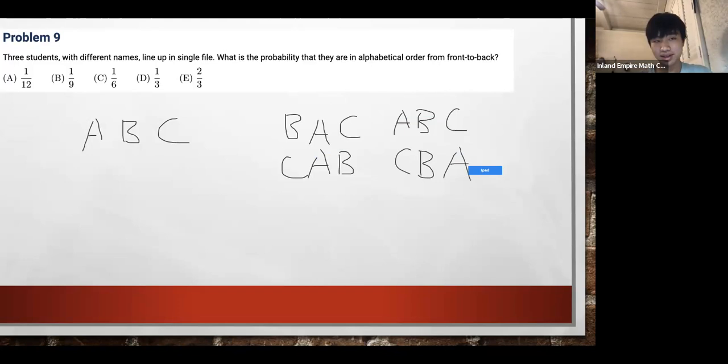Because you can have A on the left and C on the right, or C on the left and A on the right. So I think this is a great way to think about this. It's a very concrete way to think about it.